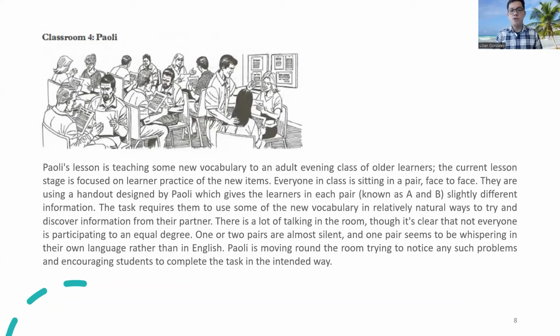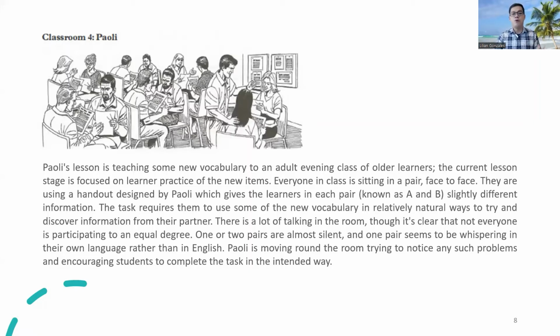The task requires them to use some of the new vocabulary in relatively natural ways to try and discover information from their partner. So with that information they have from each other's paper, they will try to share the information. There is a lot of talking in the room, though it's clear that not everyone is participating to an equal degree. 1 or 2 pairs are almost silent, and 1 pair seems to be whispering in their own language rather than in English. Pauli is moving around the room trying to notice any such problems and encouraging students to complete the task in the intended way.